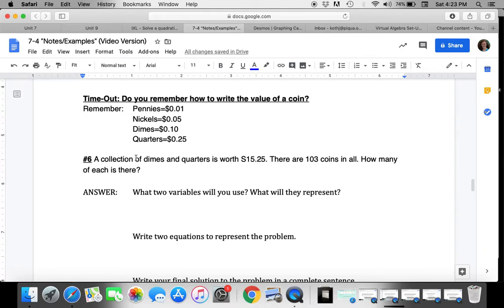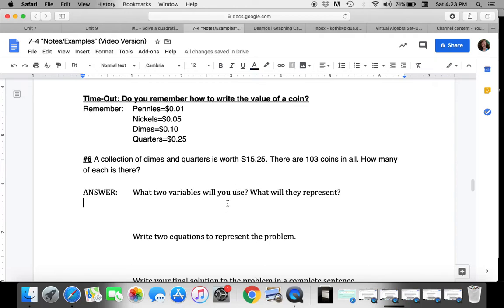It tells you that a collection of dimes and quarters is worth $15.25. There are 103 coins in all. How many of each is there? So at first glance, it looks like there are only two different numbers here, but we're going to have to remember how much dimes and quarters are worth, and we're going to use that in the system.